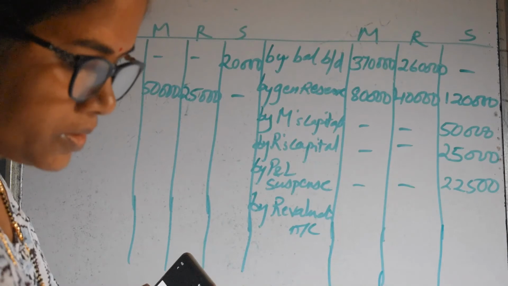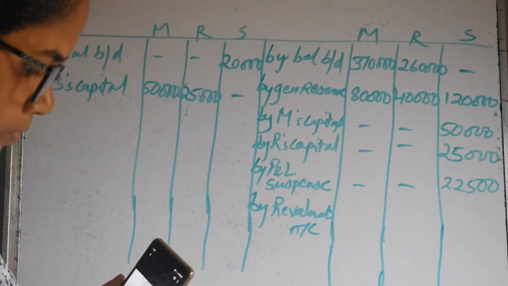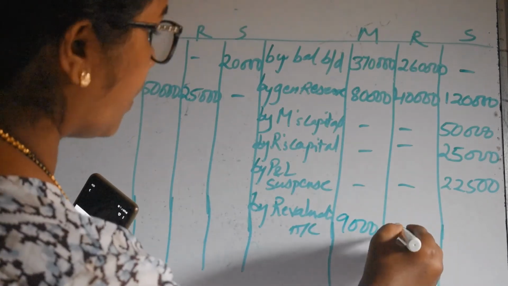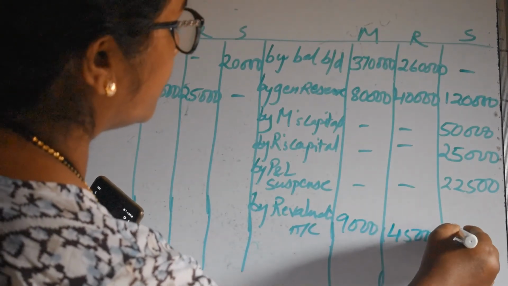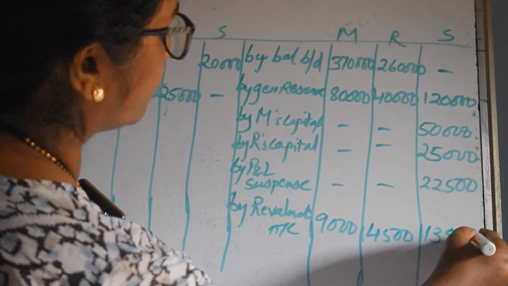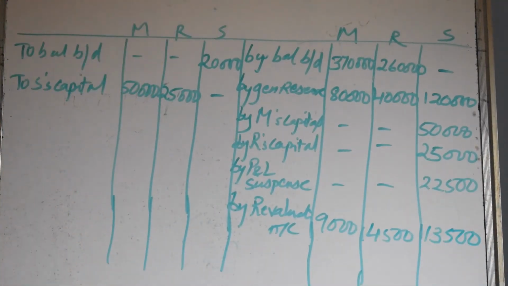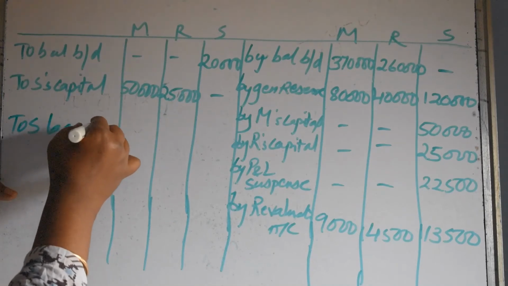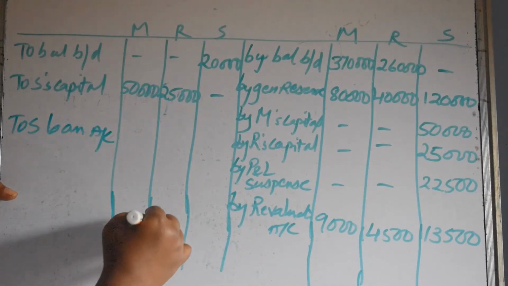And the revaluation is what we have calculated just now: 9,000, 4,500 and 13,500. Okay. What else is remaining? We have finished. And lastly, the amount payable to S should be transferred to his loan account. So whatever balance amount is left, transfer it to his loan account. So to S loan account we have to find out by calculating the difference.